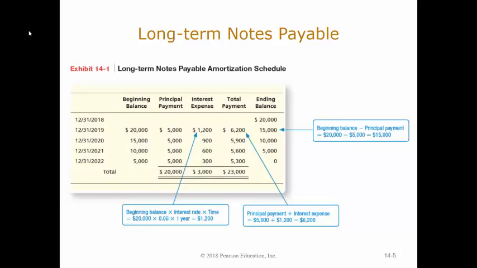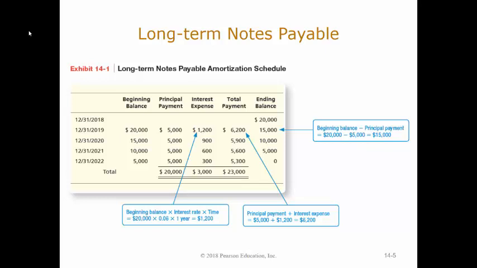Well, for this particular loan that Smart Touch is taking out, their agreement was they're going to pay $5,000 towards principal and 6% interest each and every year. So at the beginning of this loan, on December 31st, 2018, the amount of debt they had, the ending balance of their loan, would be $20,000. During 2019, they would start with a beginning balance of $20,000 because whatever you ended one period with, you have to begin the next period with.